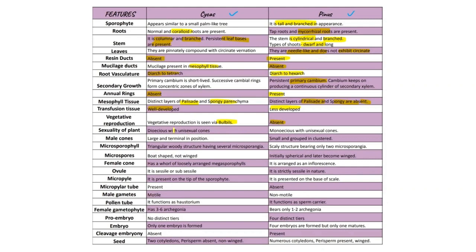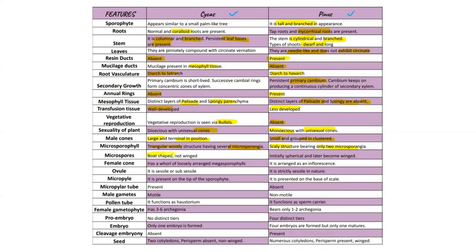Regarding the sexuality of the plant, cycas is dioecious with unisexual cones, whereas pinus is monoecious with unisexual cones. The male cones are very large and terminal in position in the case of cycas, whereas the male cones in the case of pinus are small and grouped in clusters. If we talk about microsporophylls, then it is a triangular woody structure having several microsporangia in the case of cycas, whereas in pinus it is a scaly structure and it bears only two microsporangia.